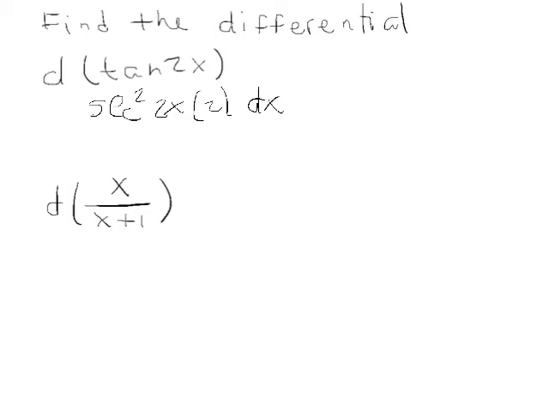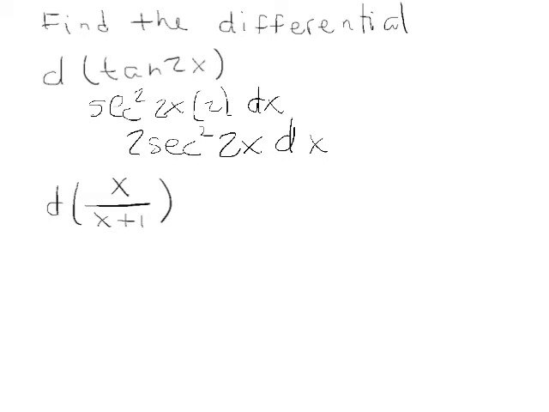So secant squared 2x times 2 dx. Well, what is that? That's 2 secant squared 2x dx. That's your differential for that guy. That's all there is to it. It's not a horrible, overly complicated deal. What about the d of x over x plus 1?